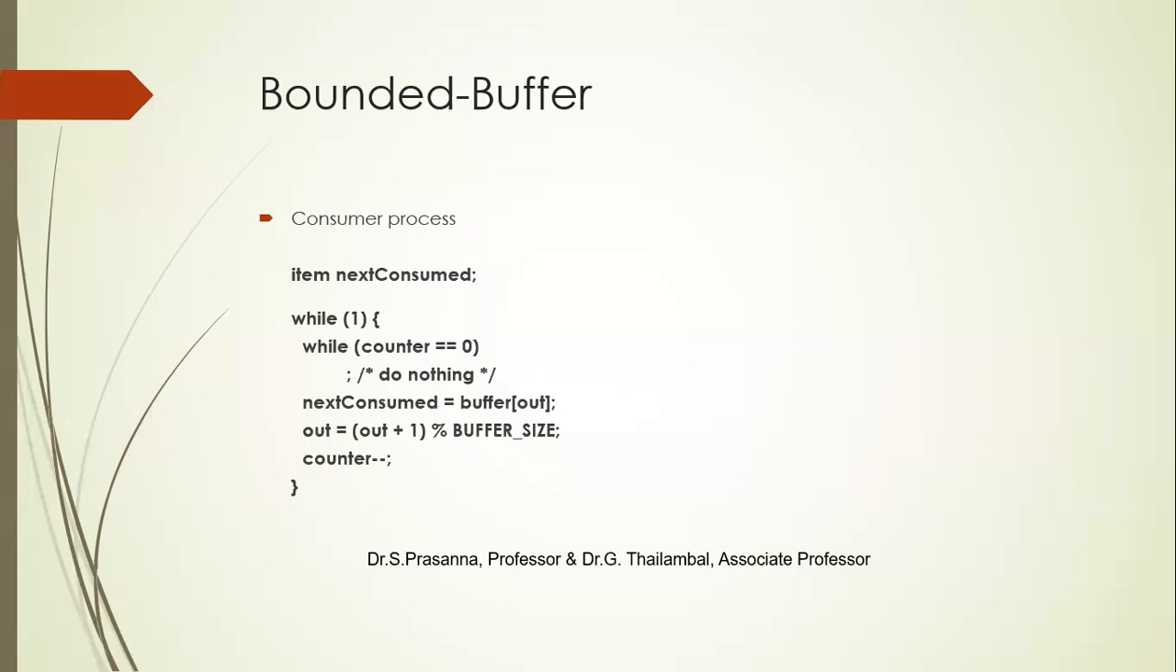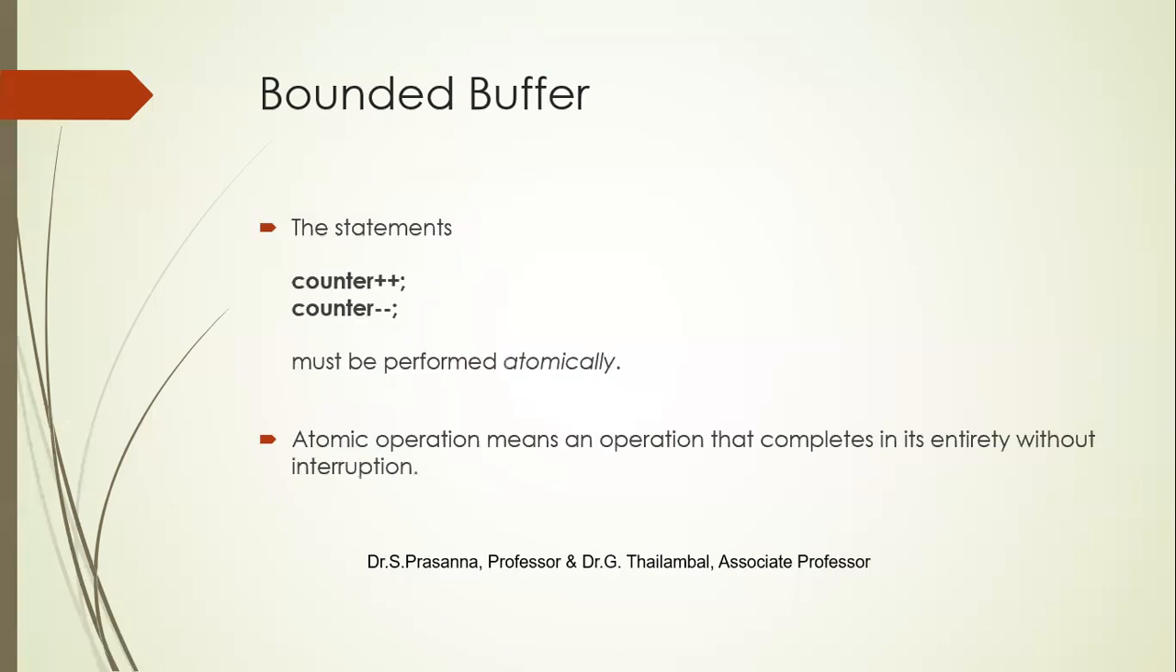because we need to check whether out is trying to access beyond the array size, that is, the buffer size. The buffer size is 10, so the consumer can access only until the buffer reaches 10. After that, if it tries to access the 11th item, it is not possible. And the counter will be decremented, in order to say whether the consumer has consumed all 10 items. The statements counter plus plus and counter minus minus must be performed atomically.